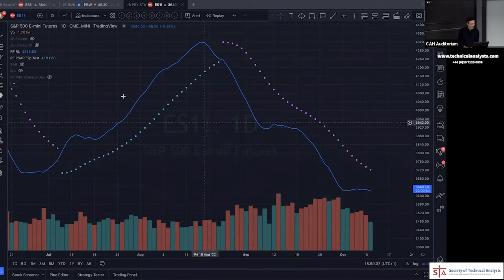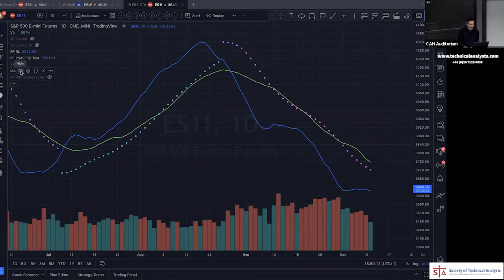Now, I'll give you one more quick comparison that I forgot to do earlier, which is a comparison between that moving linear regression line and a moving average. The green line is a simple moving average of the same look back. I think it's 20.